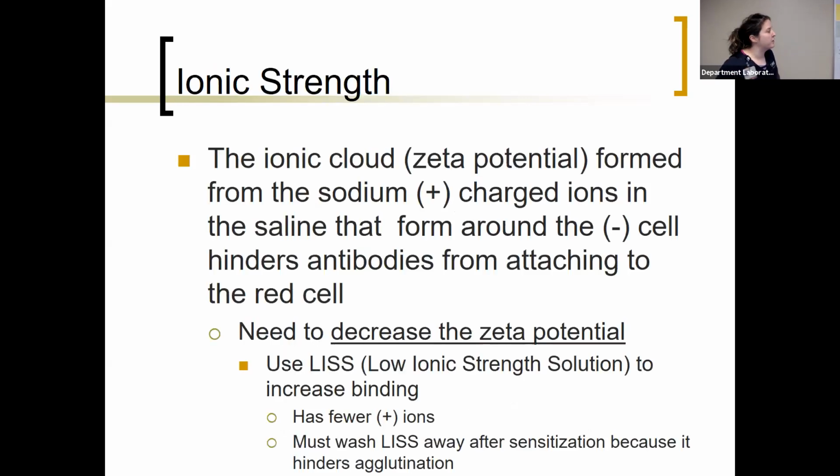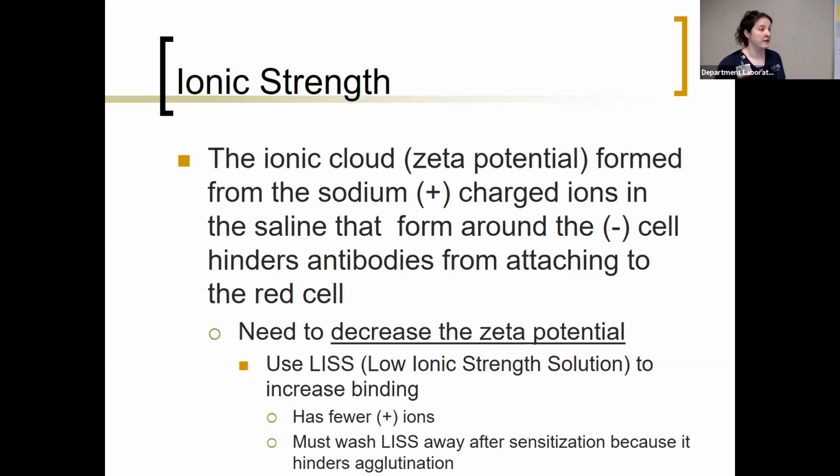Right, then your ionic strength. Think about the zeta potential, the negative charge that's surrounding these cells. It is thought that the amount of negative cloud around the cells is directly proportional to the zeta potential. So the larger the negative charge around the cells, the higher the zeta potential, the more we have to work for that antibody to come to the antigens on the cell, okay?